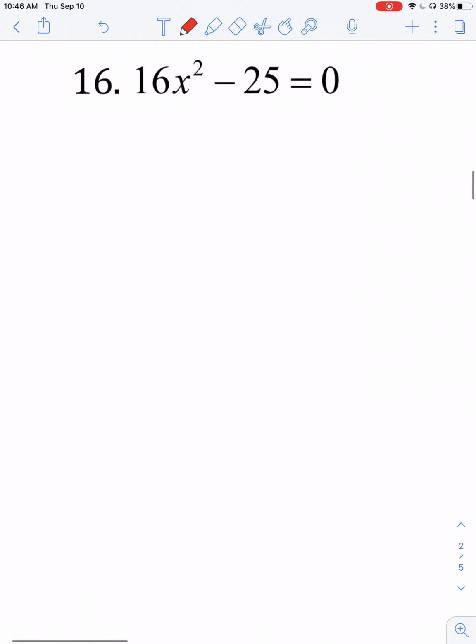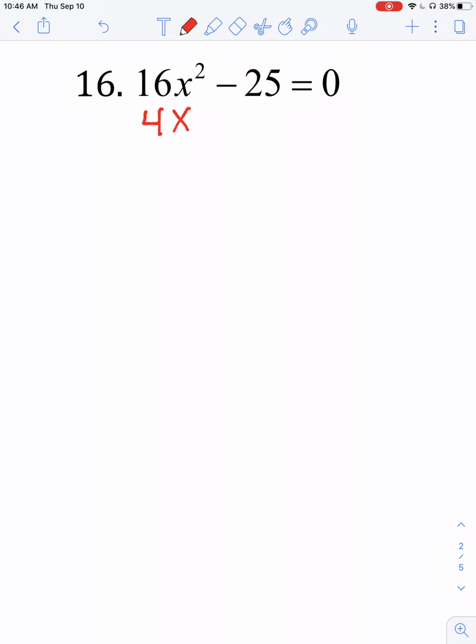When I factor a difference of two squares, I want to take the square root of the first term. So the square root of 16x squared is 4x. And I want to find the square root of the second term. So the square root of 25 is 5. And I use those numbers to build up my factors.